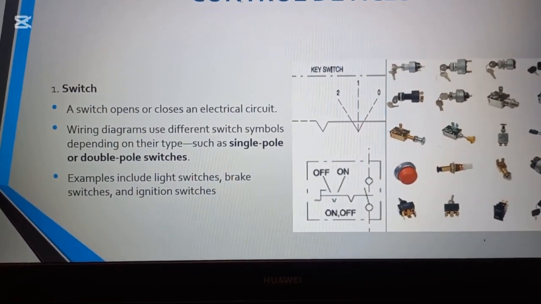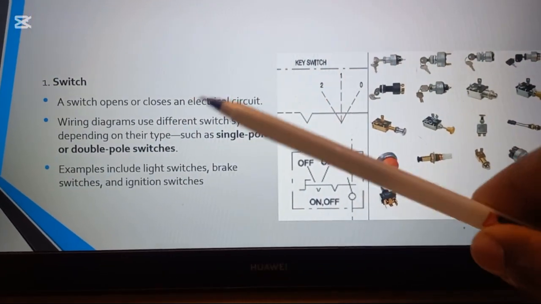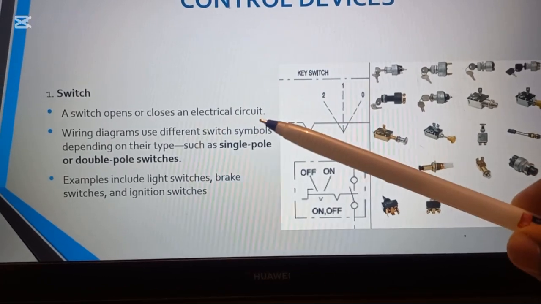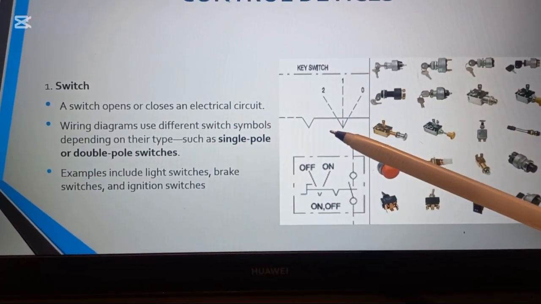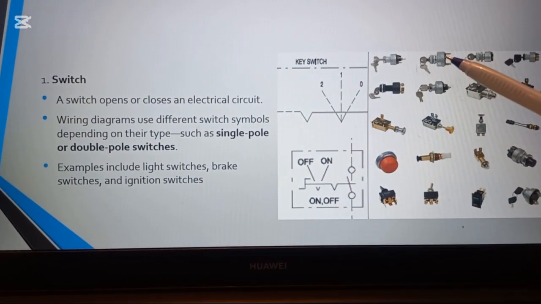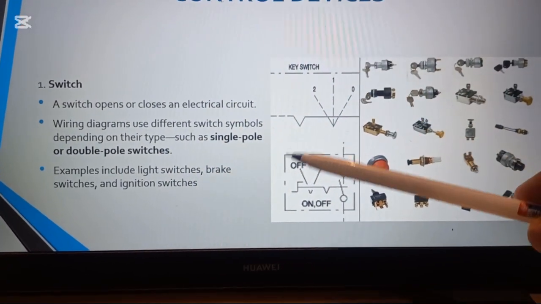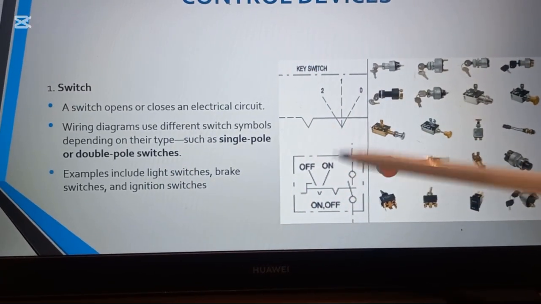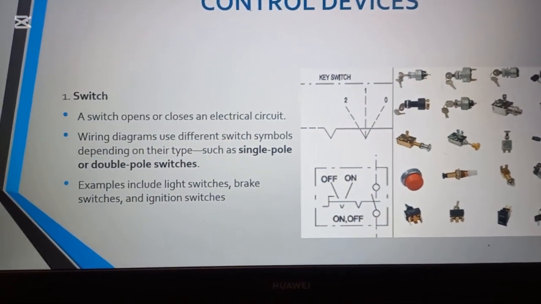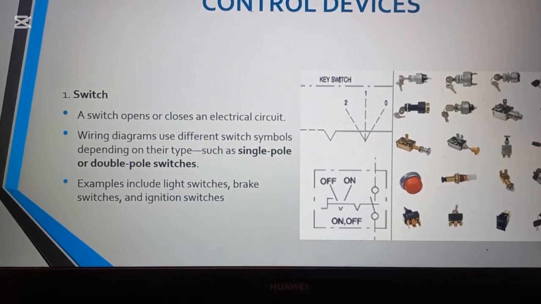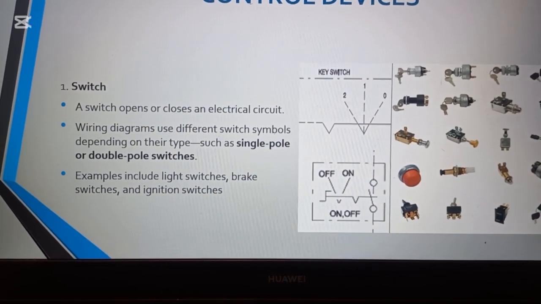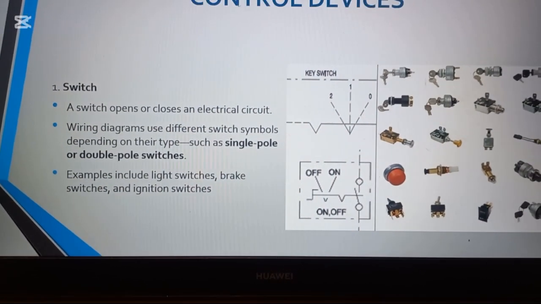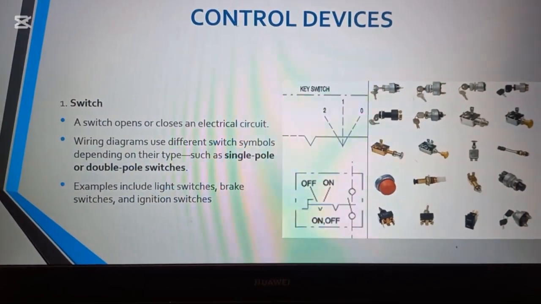So we have control devices. In control devices, we'll cover switches. A switch opens or closes an electrical circuit. As you can see, these are types of switches, and this is the representation on the wiring diagram. In the switches, we have single, double, and even triple poles. Examples include light switches, brake switches, and ignition switches. There are very many, there are several.